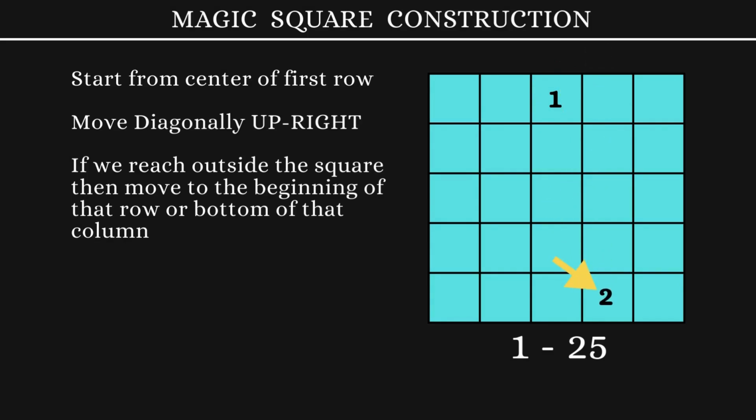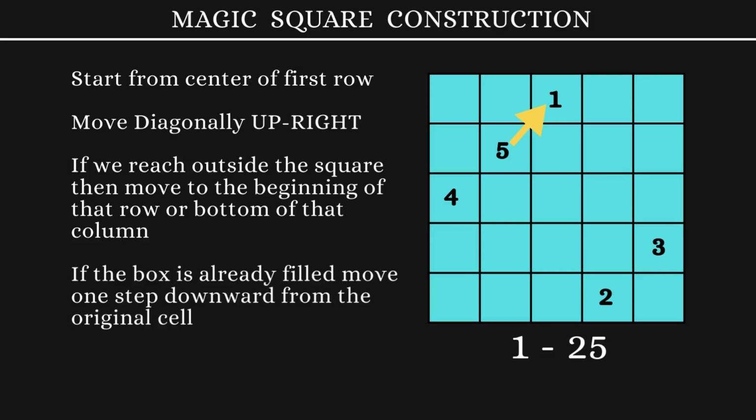Next, we'll move up right again. 3. 4 should come here. Since it has moved outside the square, let's move it to the beginning of the row. Then comes 5. Now when we move upright in this grid, there's already a number. In such case, we will move one step downward from the previous cell.